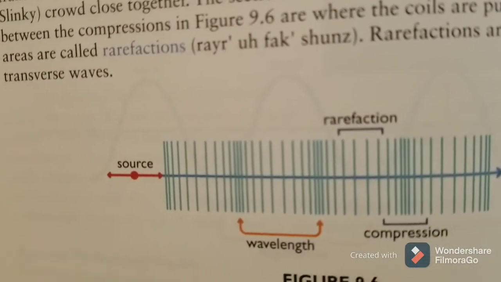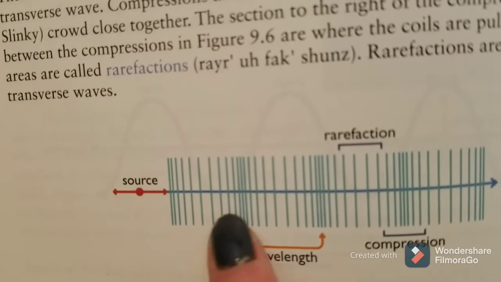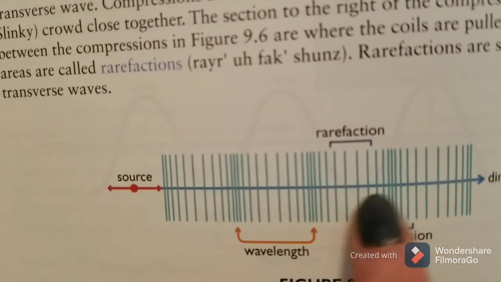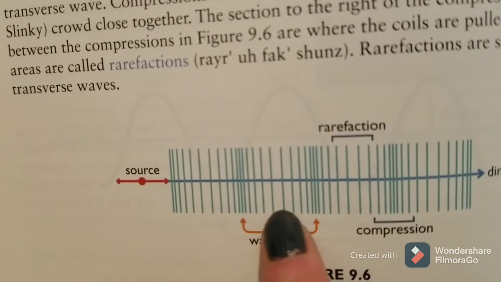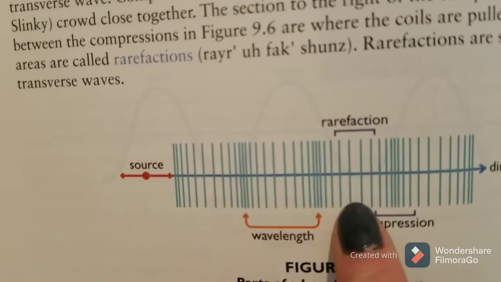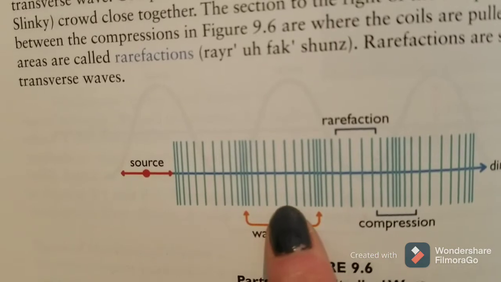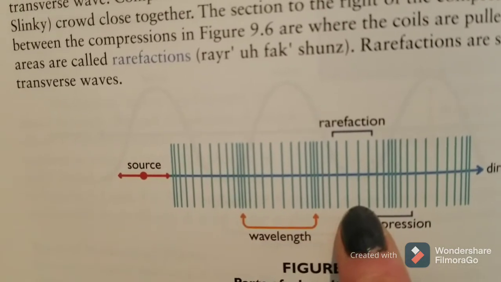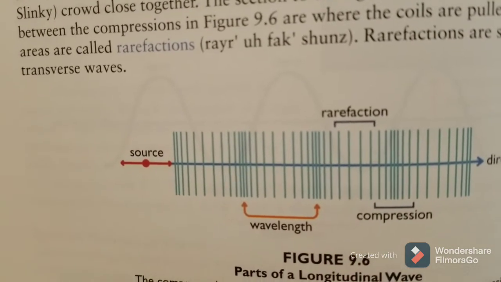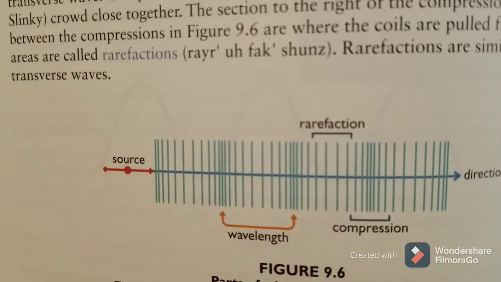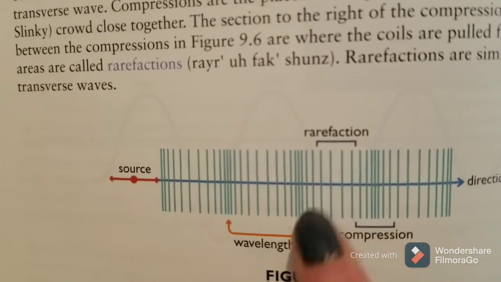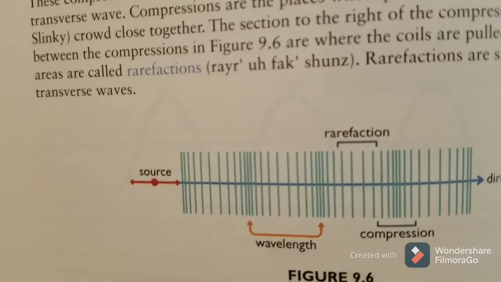Okay, and so if these are the waves, this is a wavelength from here to here, but I would venture to say from here to here could be counted as a wavelength as well. If you can go from the same point on a wave to the same point on another wave, that's one wavelength. Source direction, I think we covered it all. So compressions, rarefactions, wavelengths. Boom.